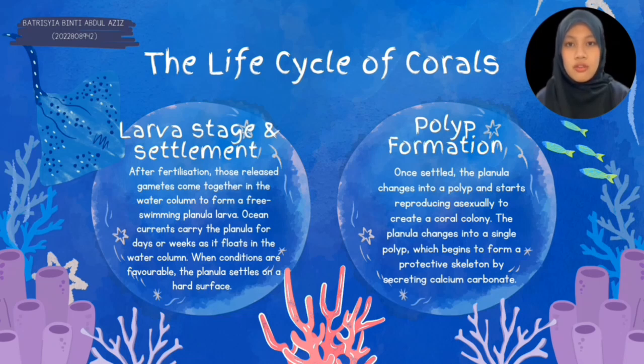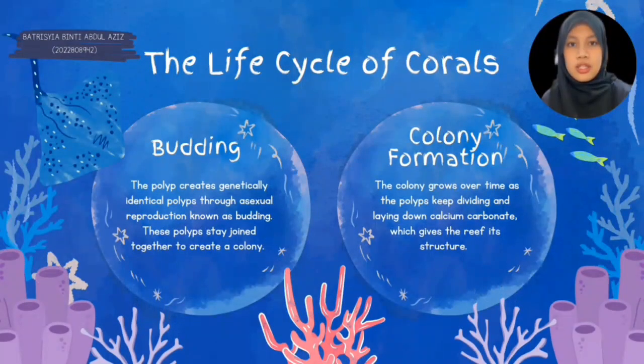When conditions are favorable, the planula settles on a hard surface. Once settled, the planula changes into a polyp and starts reproducing asexually to create a coral colony. The planula changes into a single polyp, which begins to form a protective skeleton by secreting calcium carbonate. The polyp creates genetically identical polyps through asexual reproduction known as budding.